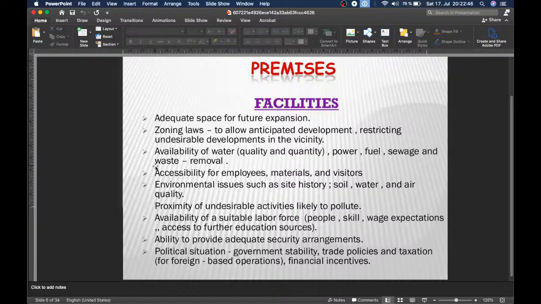Security arrangement has to be there. It should not be like some people are coming, looting your industry in the night, taking all the products away, and you can't do anything. So security arrangement has to be taken care of very adequately in that manner also. And beyond that, political situations such as government stability, trade policies, taxations, financial incentives, all have to be maintained during the work.